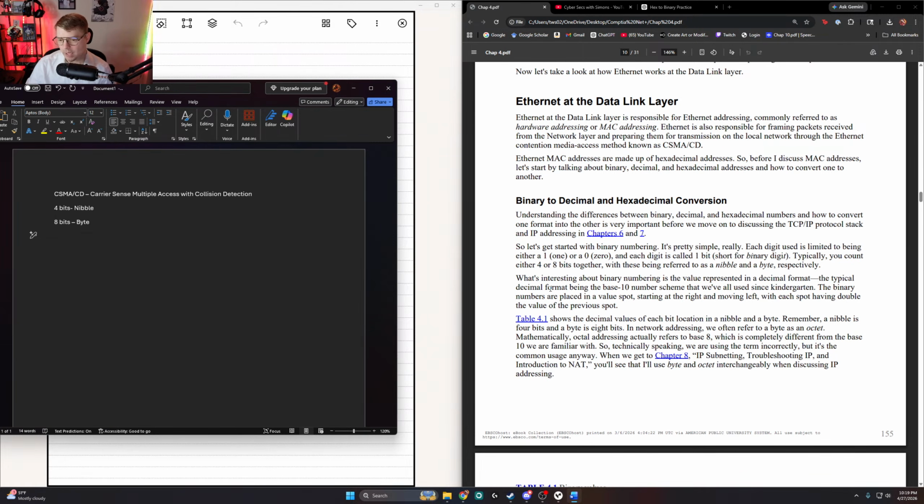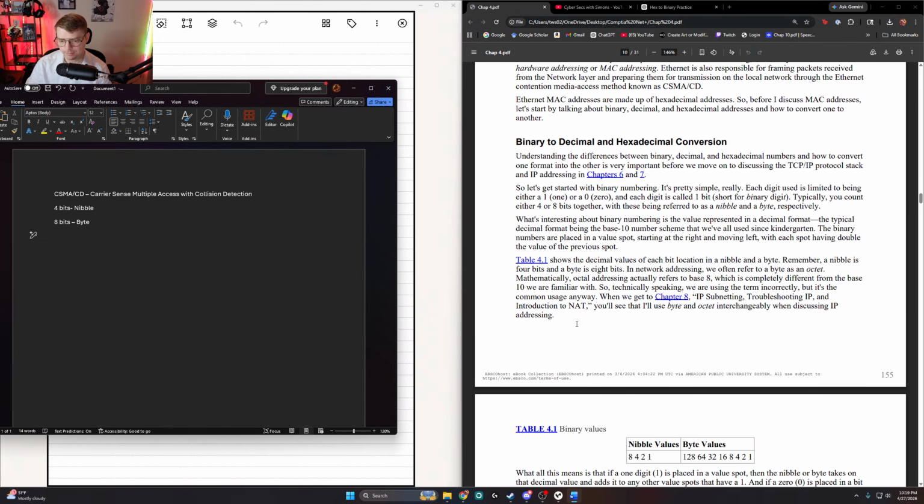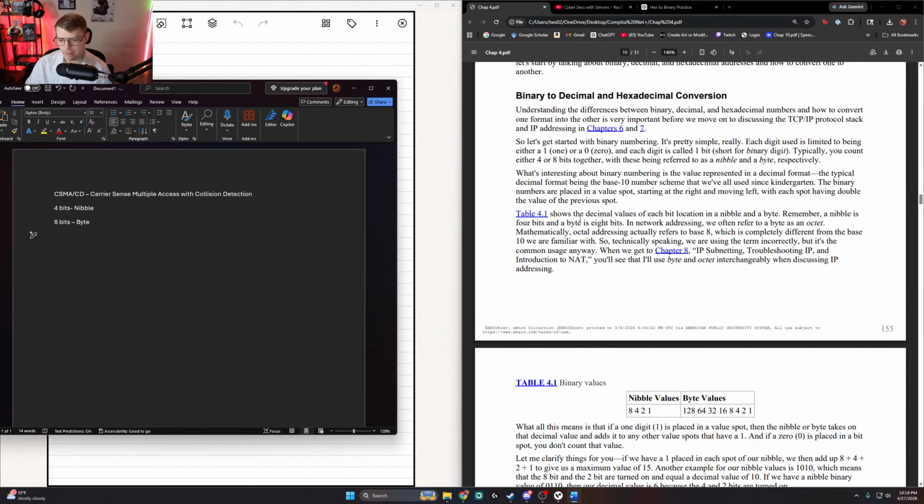So what's interesting about binary numbering is the value represented in a decimal format. The typical decimal format being the base 10 number scheme that we've all used since kindergarten. The binary numbers are placed in a value spot, starting at the right and moving left, with each spot having double the value of the previous spot. Then we have a table that shows the decimal values of each bit location in a nibble and a byte. Remember, a nibble is 4 bits and a byte is 8 bits.